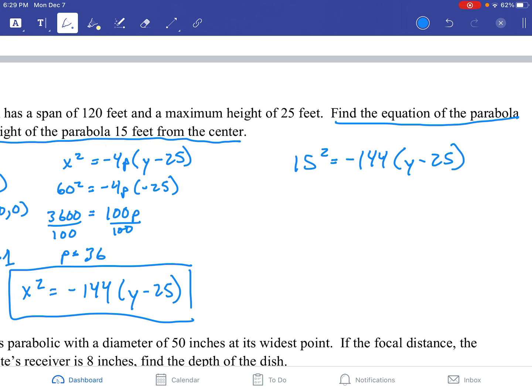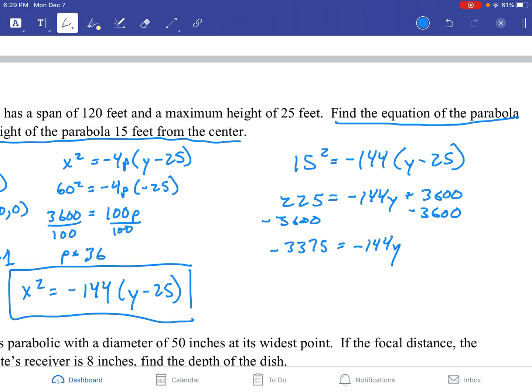So 15 squared is going to be 225 equals, we got negative 144y plus 144 times 25, which is 3,600. All right, I'm going to subtract 3,600 from both sides. Minus 3,600, and we'll get negative 3,375 equals negative 144y. Now we're going to divide both sides by negative 144.